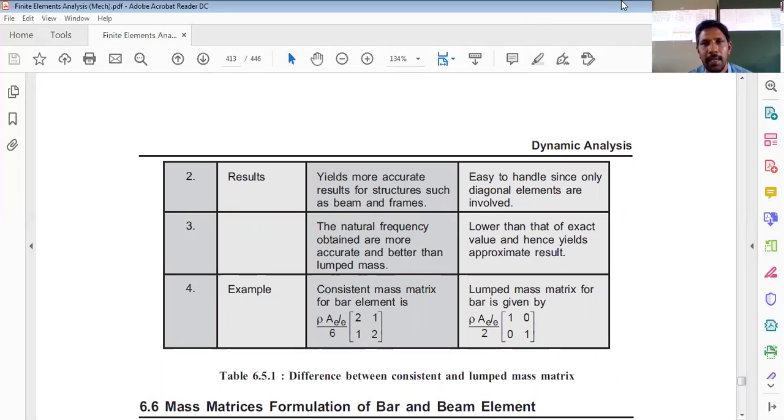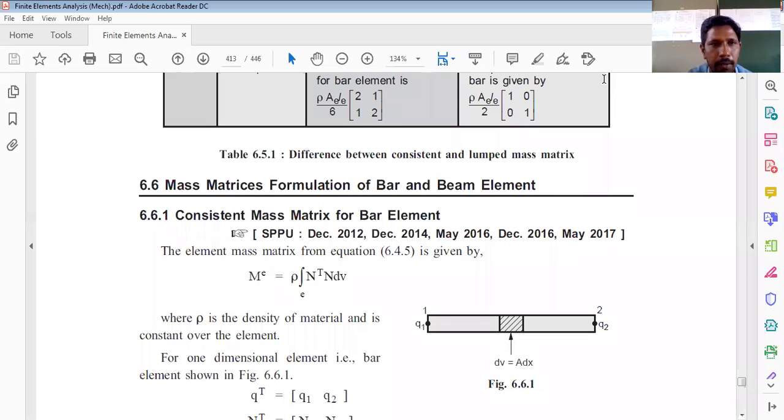This is the lumped mass matrix of the bar. Right. So next is about the mass matrices of bar and other elements. First of all, let us consider the mass matrix of the bar elements. So let us derive the consistent mass matrix.